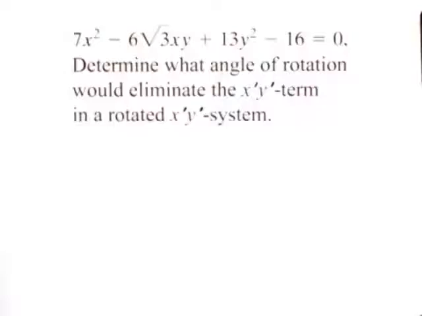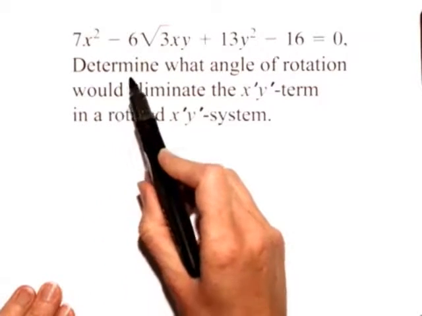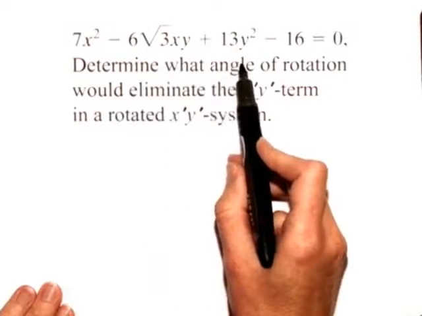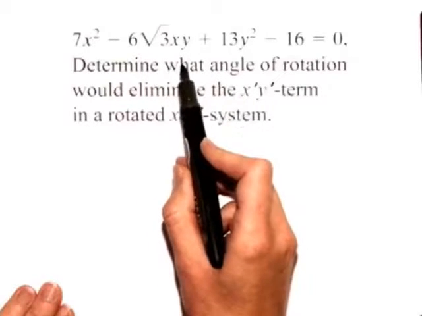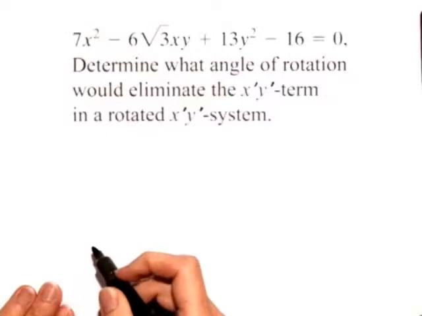In our next problem, we'll determine what angle of rotation would eliminate the x prime y prime term in a rotated x prime y prime system. So we have the equation 7x squared minus 6 times the square root of 3xy plus 13y squared minus 6 equals 0. So we need to determine the angle of rotation because of the xy term.